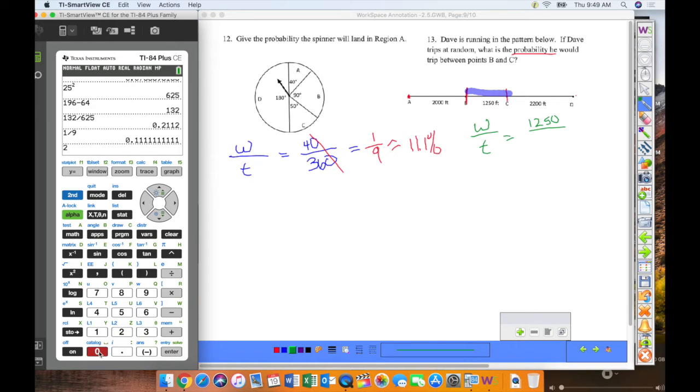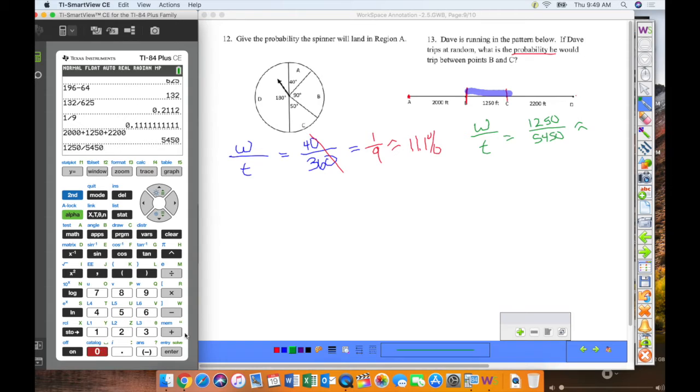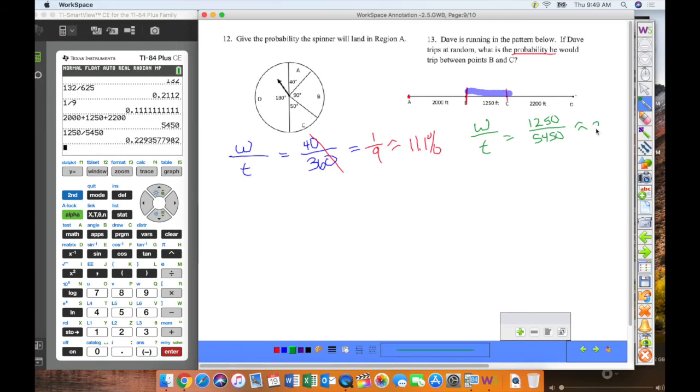So I've got to add those together. So 2000 plus 1250 plus 2200. The total distance is 5450. And we will punch that in. 1250 divided by 5450. And that is about a 22.9% chance that he trips randomly in that spot right there.